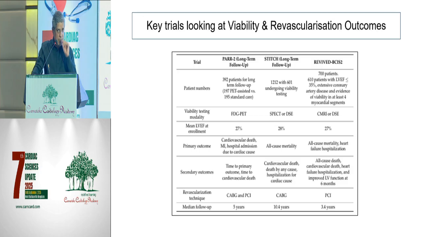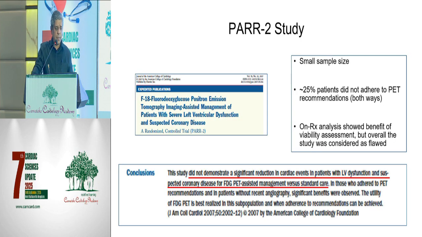So there are some important randomized control trials which looked at viability and revascularization outcome. There are 3 trials which I will quickly discuss. This is the PARR2 trial, where FDG PET was done, and the authors concluded that the study did not demonstrate a significant reduction in cardiac events in patients with LV dysfunction and suspected coronary disease for FDG PET assisted management versus standard care. So they did not see that, whether viability was there or not after PET, the outcomes were similar.